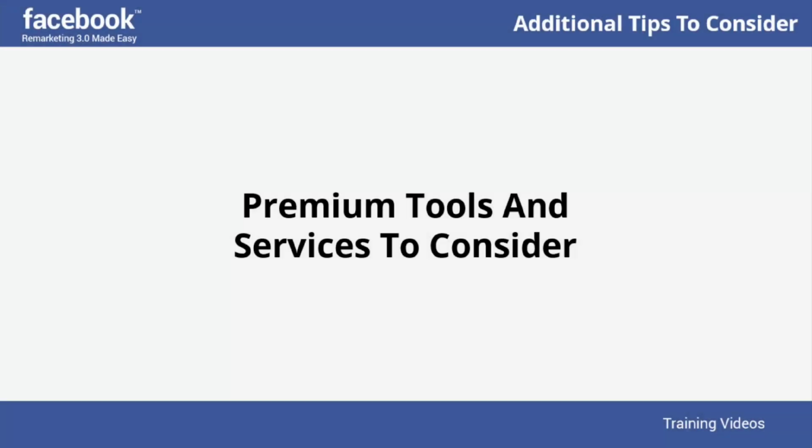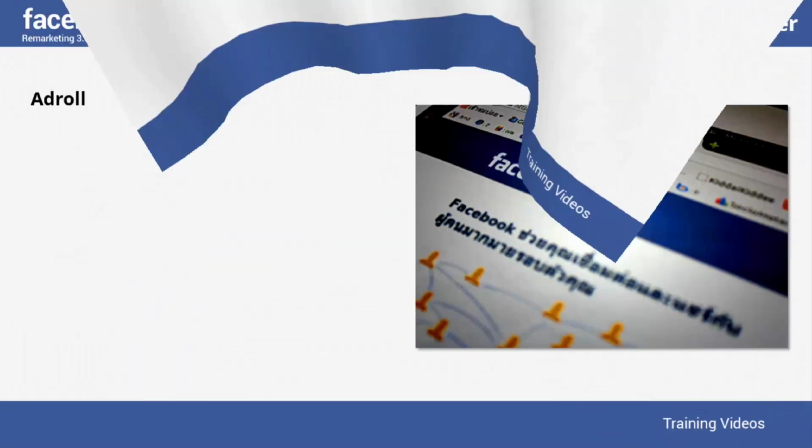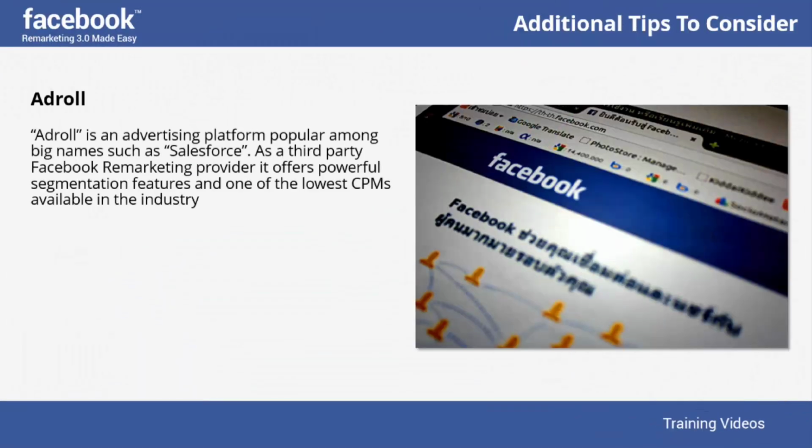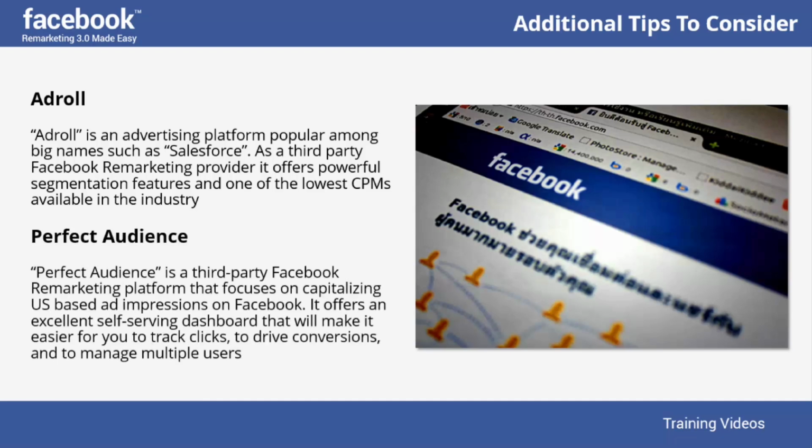Premium tools and services to consider. AdRoll. AdRoll is an advertising platform among big names such as Salesforce. As a third-party Facebook remarketing provider, it offers powerful segmentation features and one of the lowest CPMs available in the industry. Perfect Audience. Perfect Audience is a third-party Facebook remarketing platform that focuses on capitalizing US-based ad impressions on Facebook.